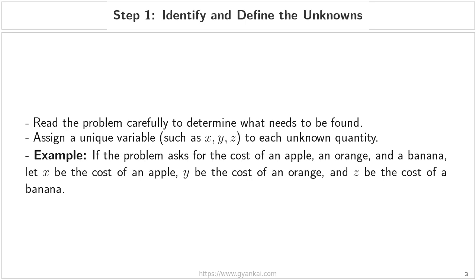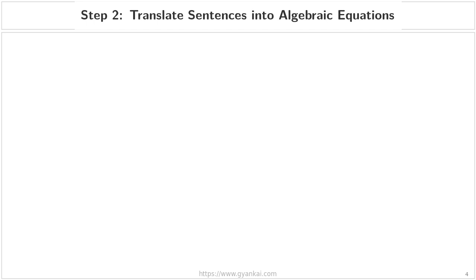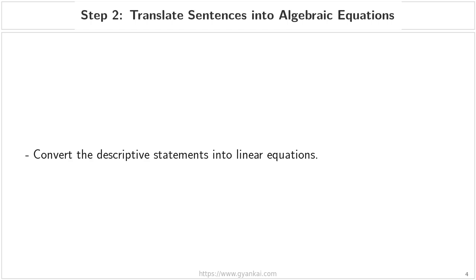By clearly defining these variables now, you are setting the foundation for the next step, where we will translate the rest of the problem's sentences into algebraic equations. Step 2. Translate sentences into algebraic equations. Now that we have identified our unknowns and assigned them variables, as we saw in the previous step, we need to perform the most crucial part of the modeling process, translating those English sentences into algebraic equations.